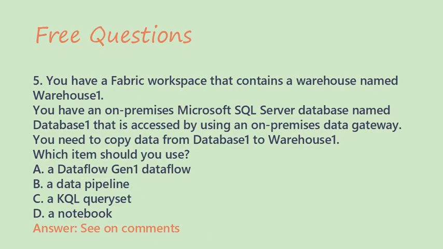5. You have a Fabric workspace that contains a warehouse named Warehouse 1. You have an on-premises Microsoft SQL Server database named Database 1 that is accessed by using an on-premises data gateway. You need to copy data from Database 1 to Warehouse 1. Which item should you use? A. A Dataflow Gen 1 Dataflow. B. A data pipeline. C. A KQL query set. D. A notebook.